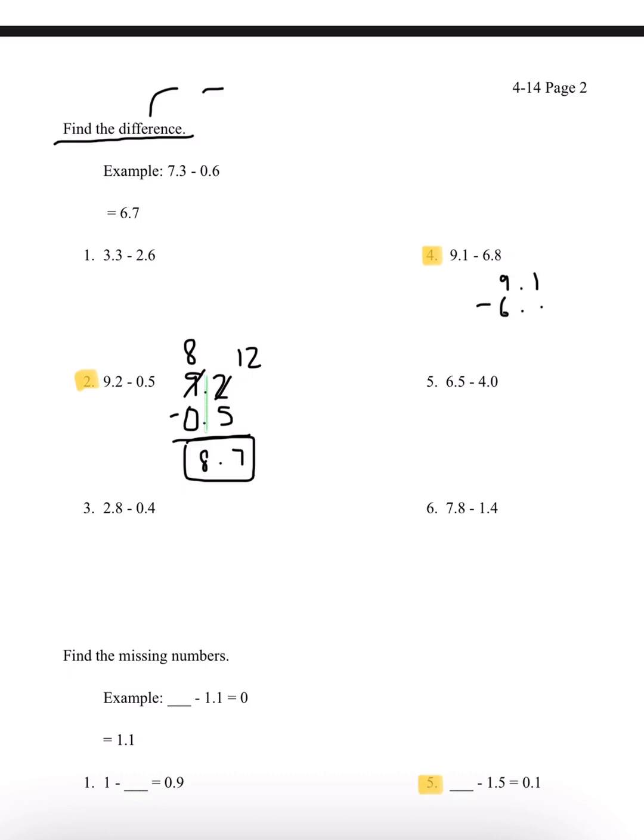minus 6.8. Line up the decimal. Let's make this into 11, and we borrowed it from the 9, which turned into an 8. 11 minus 8 is 3. Don't forget the decimal point. And 8 minus 6 is 2. So our answer for number 4 is going to be 2.3. That's our answers.